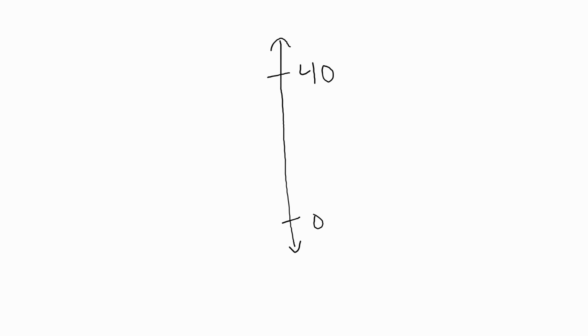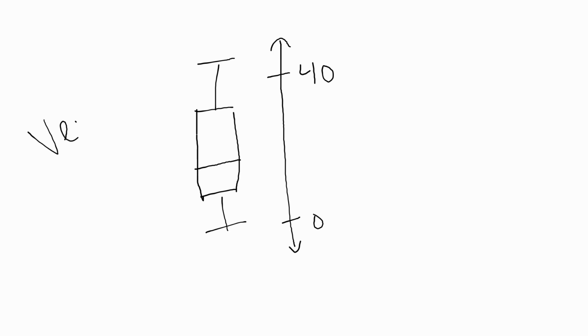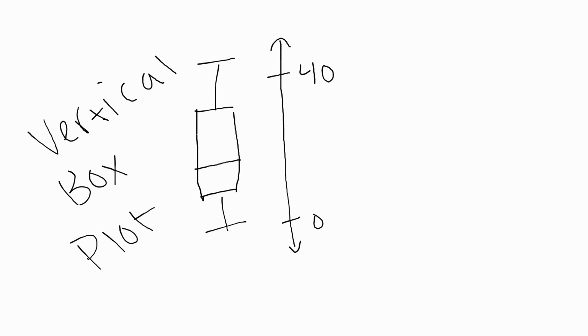And then our box plot would still look the exact same way, just as if it was put on its side. So we would plot our two quartiles here, connect them, put on our median, our minimum, our maximum, and then draw our whiskers. So this here is a vertical box plot. So if you get a question on your homework that asks you to draw a vertical box plot, the only difference between that and a regular box plot is that we turn it on its side.